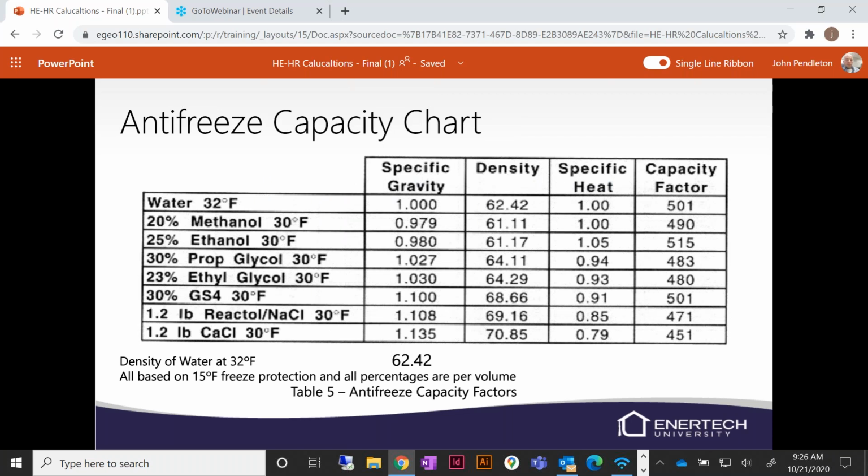This is actually a specific gravity chart, or the capacity factor of the different types of antifreezes. So you can see propylene glycol at 30% is actually a 483, not 485 like I just told you. We've got ethanol, methanol is 490. Water is not actually 500, it's 501, but for remembering, 485 and 500 will work for you most of the time.